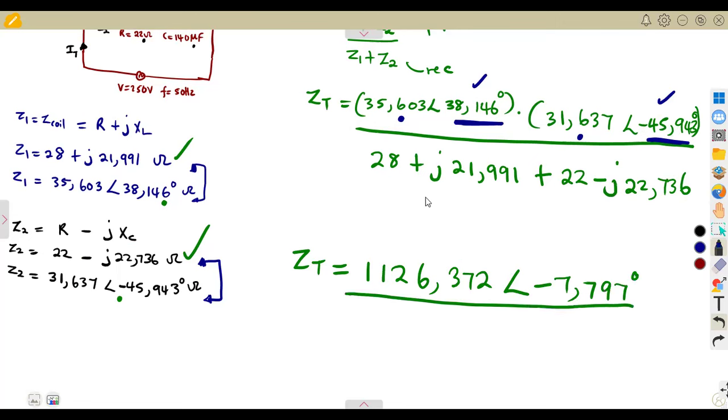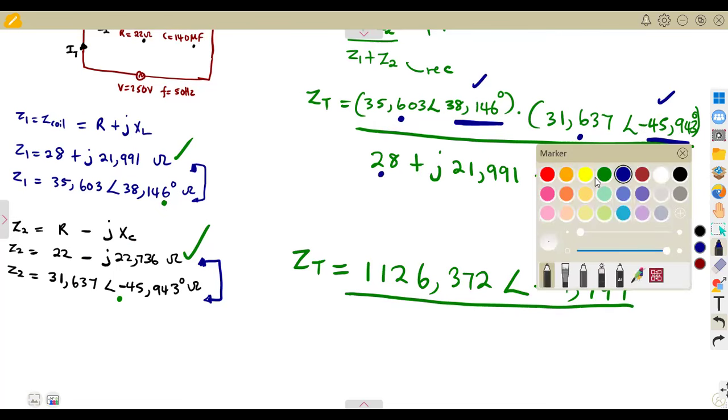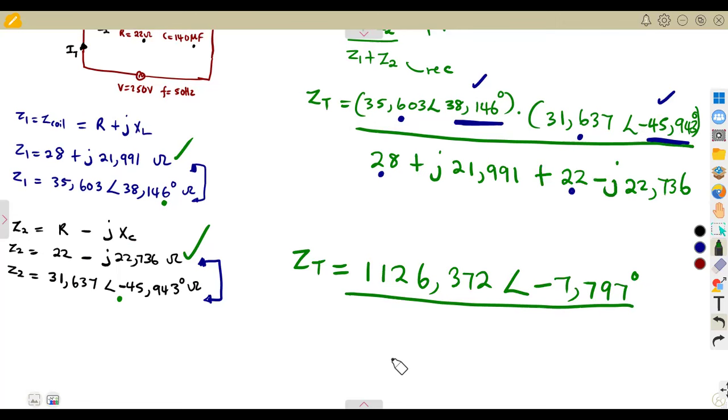Then you add, remember, in rectangular form, you add 28 to 22. That was going to give us 50. So there we have got 50. Then you add the imaginary part. So that's 21 minus 22 because there's a negative there. So it's 21 minus 22.736, and that was going to give us negative j0.745. So this is what you have.